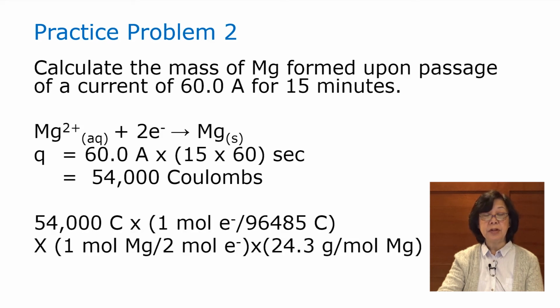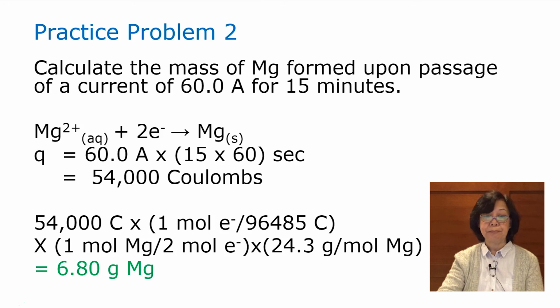Now we use dimensional analysis to convert into moles of electron using Faraday's constant, and then convert it into moles of magnesium, as 1 mole of magnesium is formed from 2 moles of electron. Now multiply that by the molar mass of magnesium, 24.3 gram, we end up with 6.80 gram of magnesium being plated out.